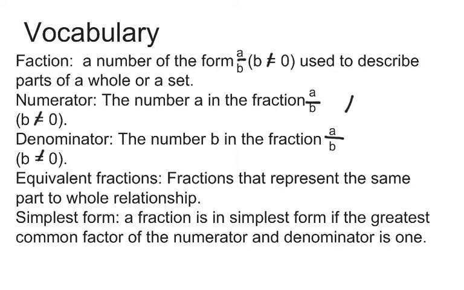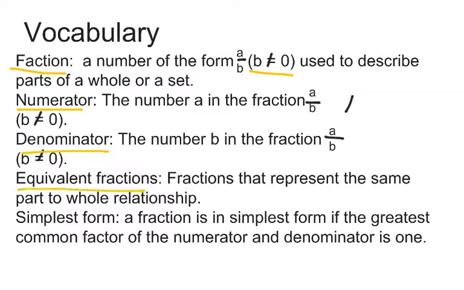Fraction. A fraction is a number in the form of a over b, where b of course cannot be 0, used to describe parts of a whole or a set. So b cannot equal 0, of course, because you cannot divide by 0. Fractions are a form of division. Numerator is the a of the fraction, a over b, or the top part. And the denominator is the b part, b for bottom, part of the fraction.